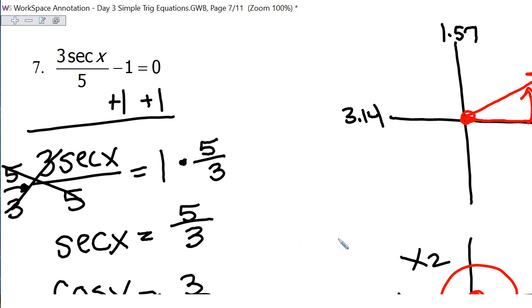So for x2, it's going to be 2 pi, not pi. We said it was 2 pi for one complete revolution. So 2 pi minus 0.927. We're doing 3 decimal places. So to 3 decimal places, what did you get? 5.356. We agree? Yes? Okay.